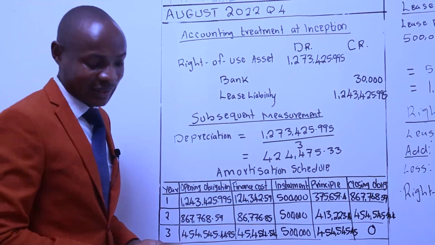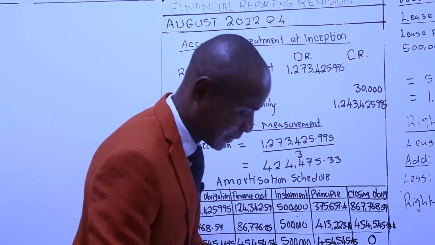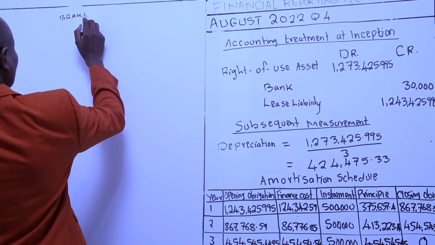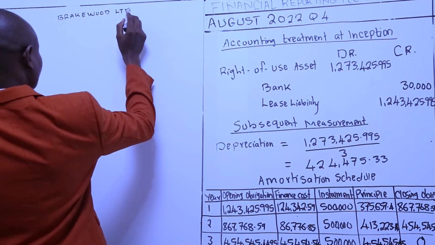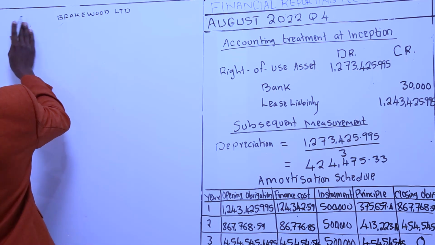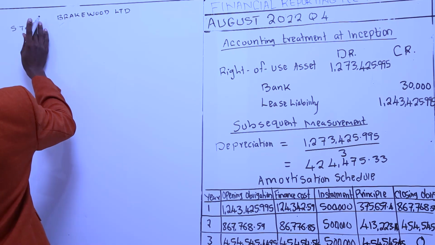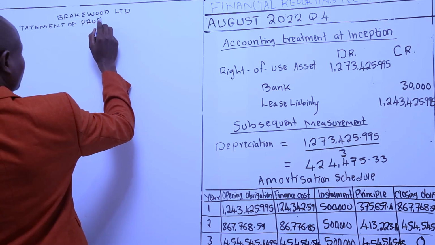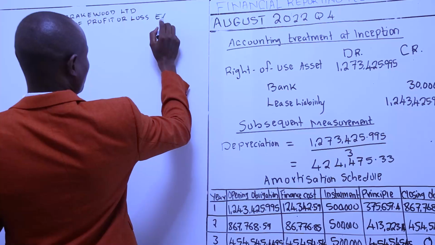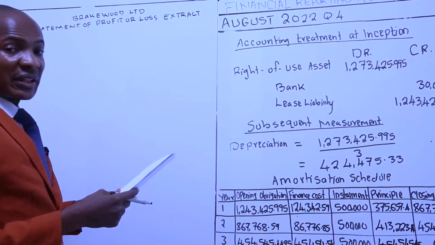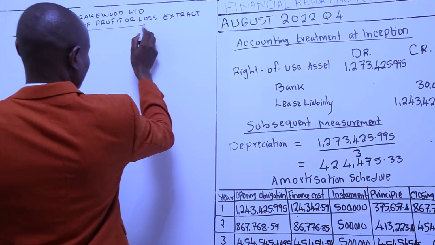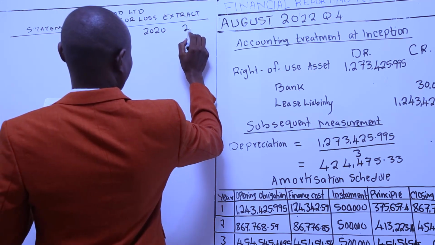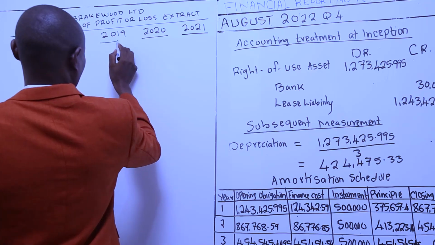Once you've amortized, we now want to move to our financial statement extracts for the 3 years. The financial statement extract for Breakwood Limited, the statement of profit or loss extract for the 3 years, that is 2019, 2020 and 2021.